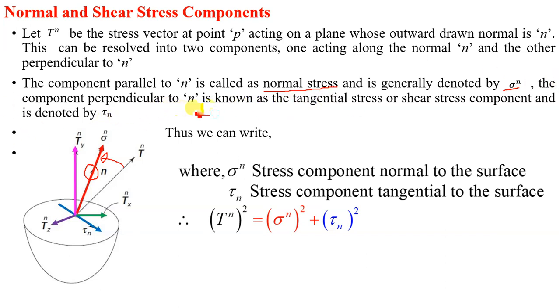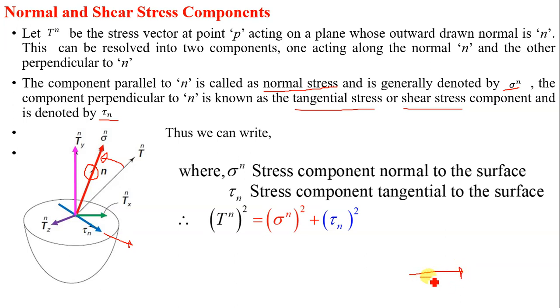The component perpendicular to this normal, now this is the normal to the surface and this is perpendicular drawn to this normal, and the component of this Tn perpendicular to the normal is known as tangential stress or shear stress and is denoted by tau n, and thus we can write the stress vector Tn square is equal to sigma n square plus tau n square. We have already studied it in engineering mechanics.